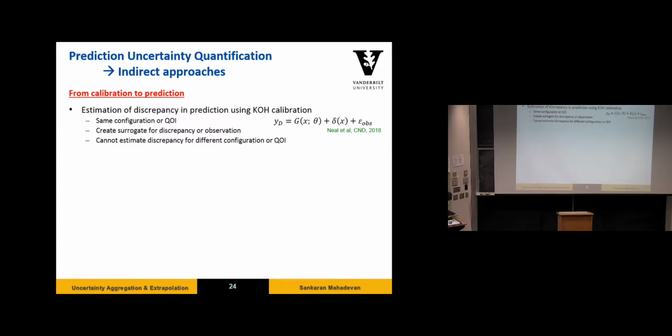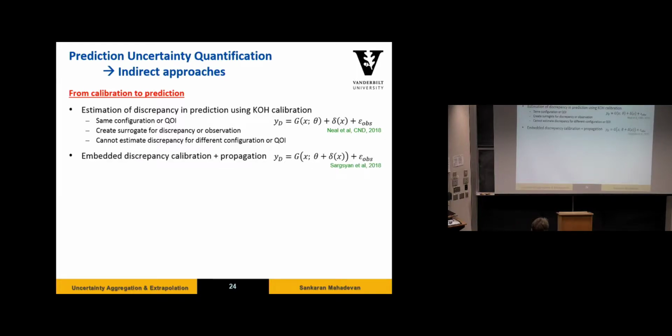If I had the same configuration and same quantity of interest, then perhaps I can try different inputs, find the discrepancies. I can create a surrogate for the discrepancy and perhaps do that. We explored that for some air cycle machine type applications. But if the configuration changes, boundary condition changes, or the quantity of interest changes, you cannot use this discrepancy term for anything.